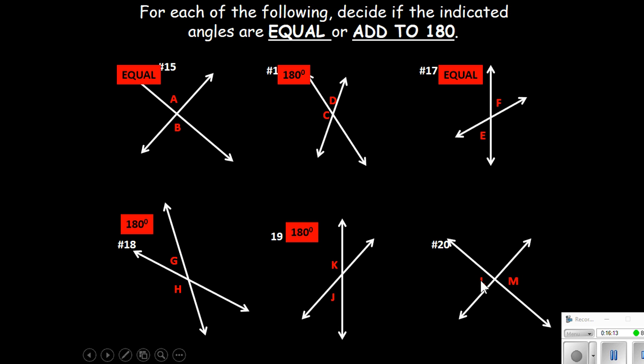But at number 20, they're across from each other again, so their measures, I said the wrong answer on 19. These are next to each other. They'll add to 180. But number 20, they're across from each other. Those two will be equal to each other. My apologies for that.